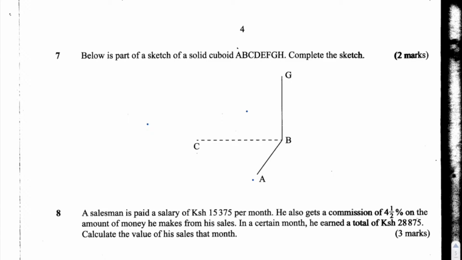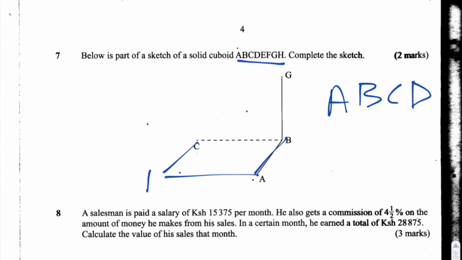So we're on to question 7 of the 2015 KCSE Maths Paper 1. This question is asking us to complete the sketch of the partially completed cuboid A, B, C, D, E, F, G, H, given below. Since this cuboid is written as such, we know that its bottom face will probably be A, B, C, D. So D will be somewhere here, and the lines AB and CD should be parallel, as should BC and AD. So D is here.